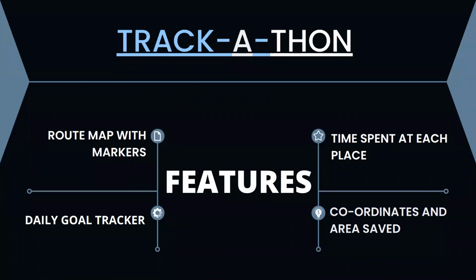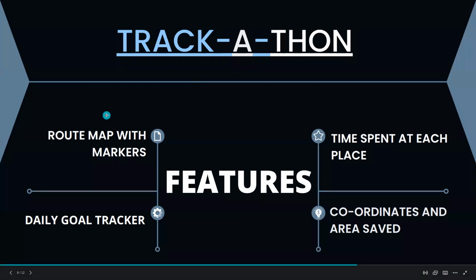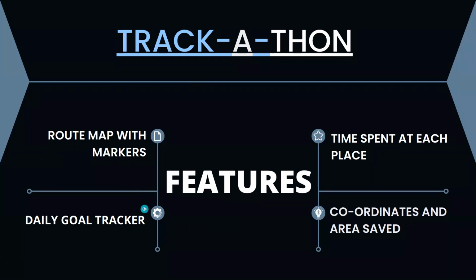So what are the other features that we provide? There's a route map with markers, there is a daily goal tracker, and then there is time spent at each place, and coordinates and areas. So these are the basic features that we were asked to do. So what are the extra features that we have done?